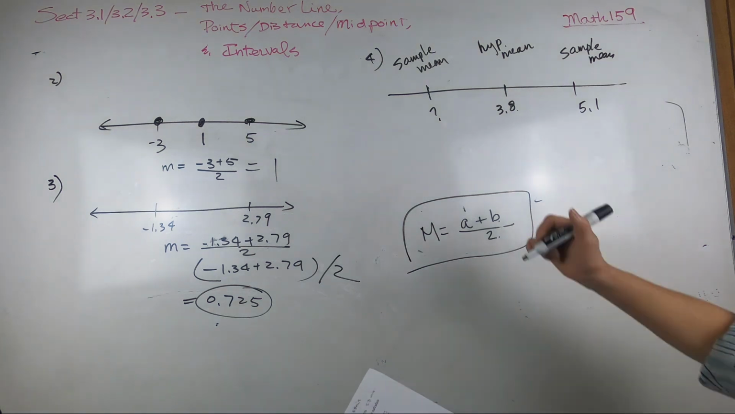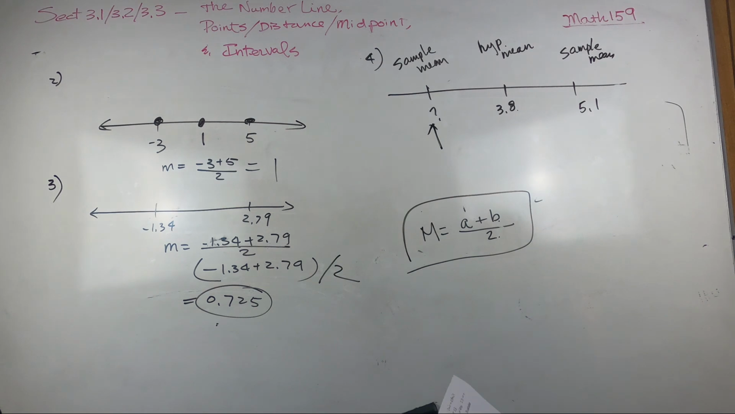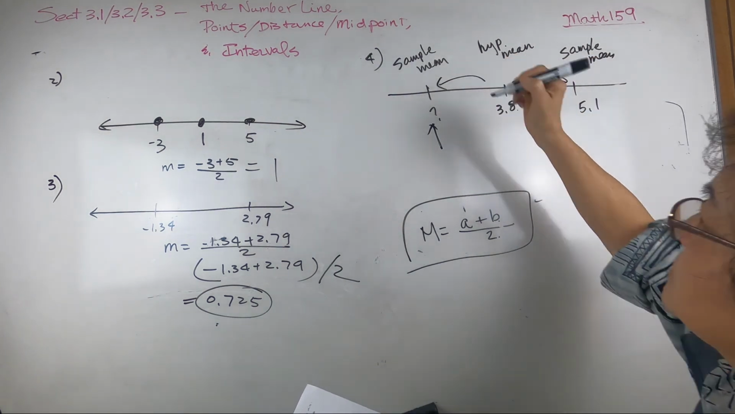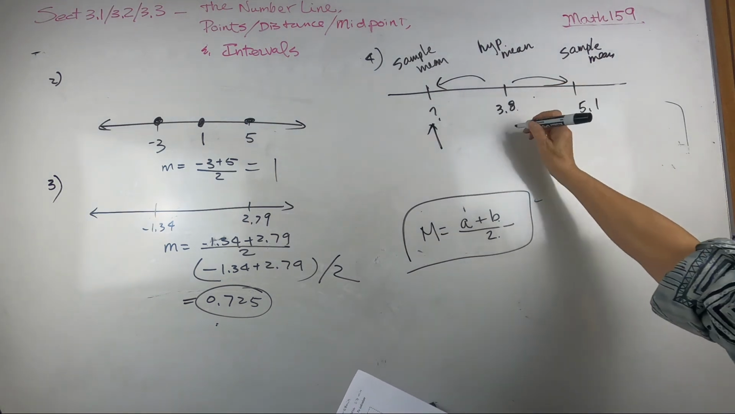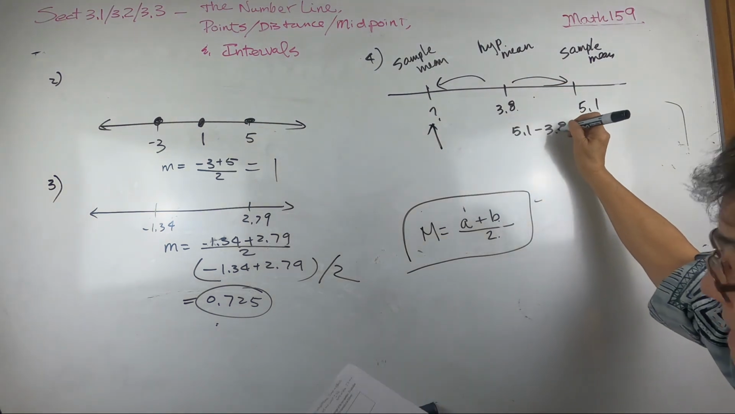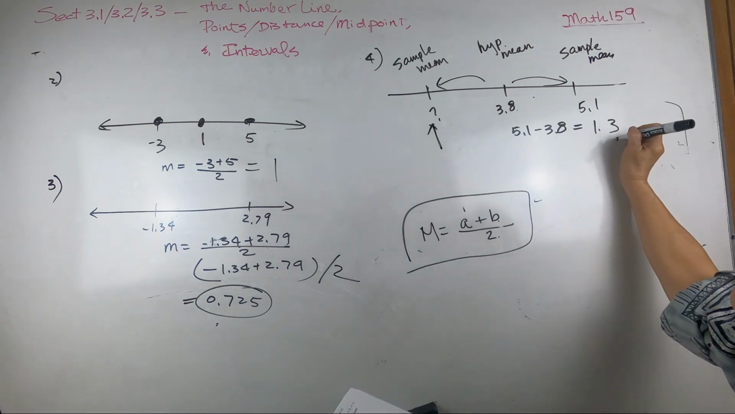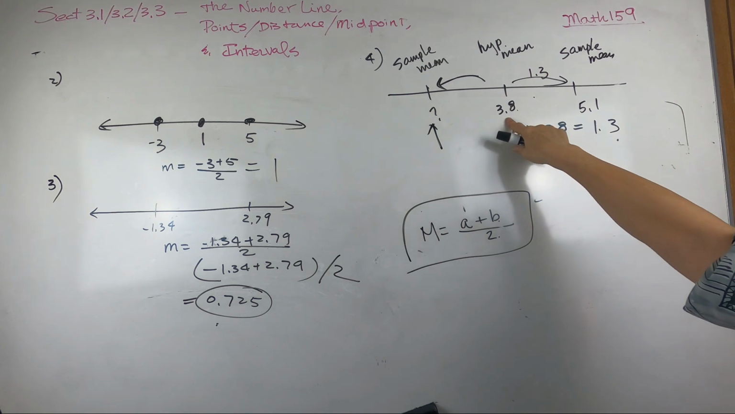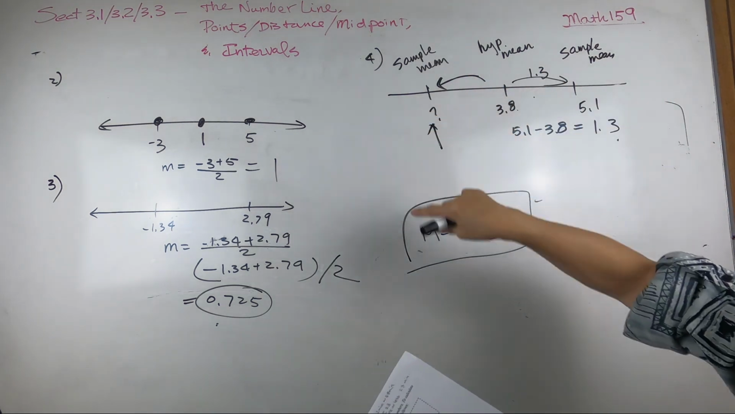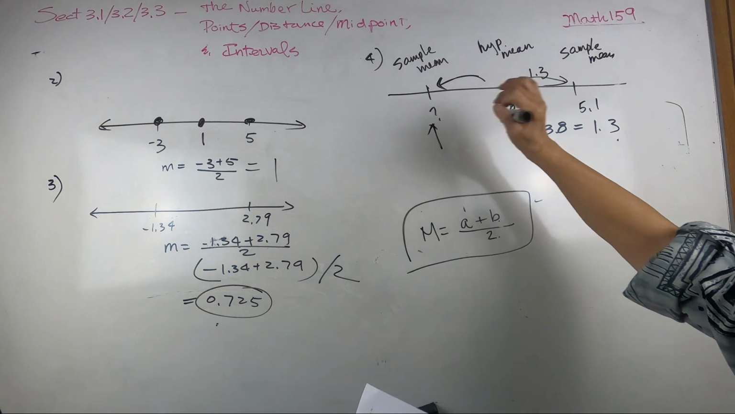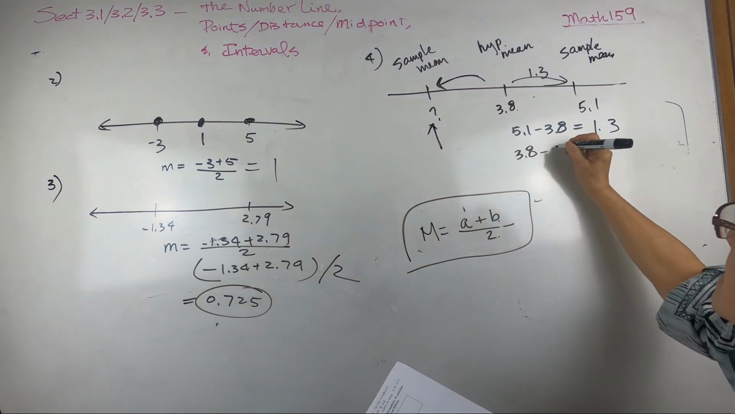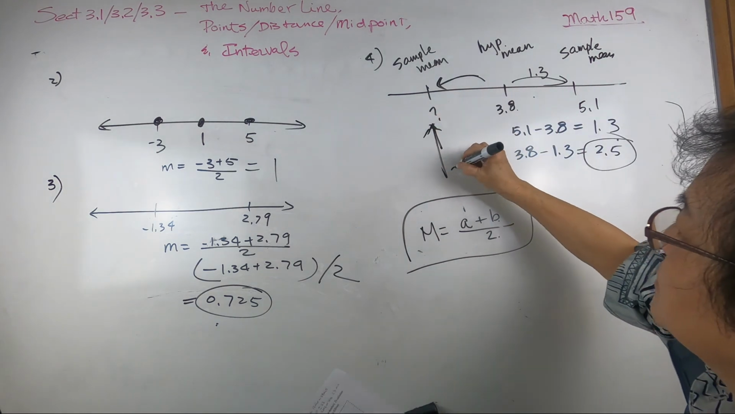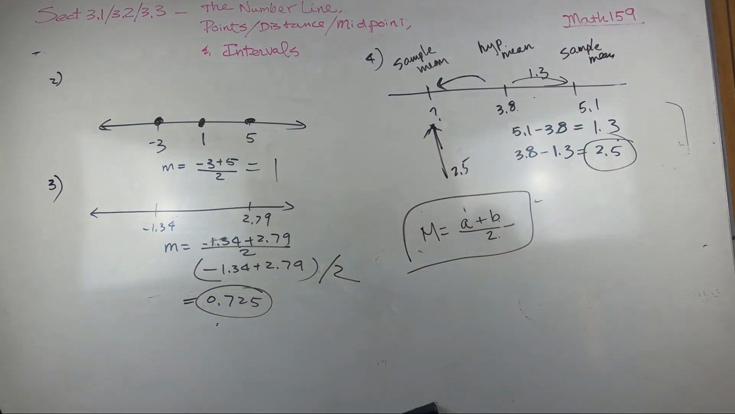Okay, so we want you to find this point. How should we do it? Right? This is in the middle. That means they have the same distance to both sides. Right? So what's the distance? 5.1 minus 3.8. You should get 1.3. So from the middle, it is 1.3 more or 1.3 less. Right? So this side is less. That would be 3.8 minus 1.3. That would be 2.5. So your left-hand side should have a sample mean of 2.5.